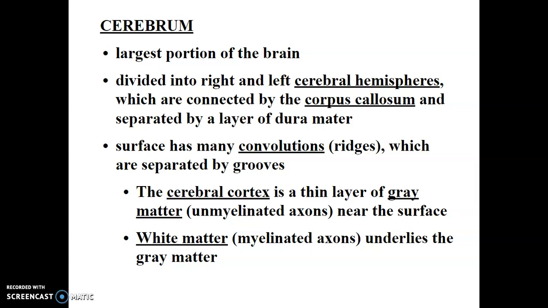And also surrounding that corpus callosum, you have another layer of dura mater. Remember, that's part of the meninges, so it fills that gap too. Now, these right and left cerebral hemispheres, a common question is, you hear things like, I'm right-brained and I think this way, I'm better at math, or I'm left-brained and I'm better at English. That's not really completely factual.